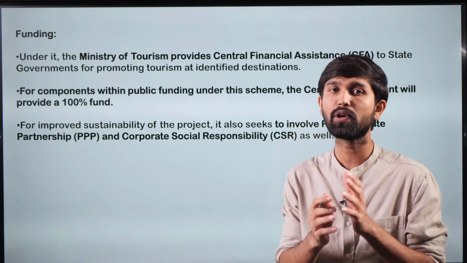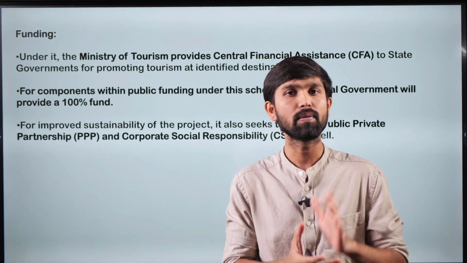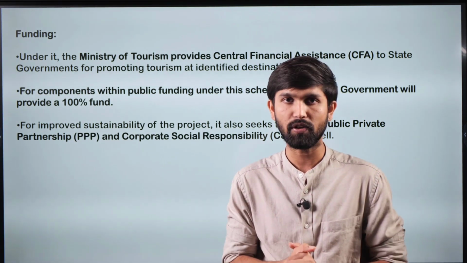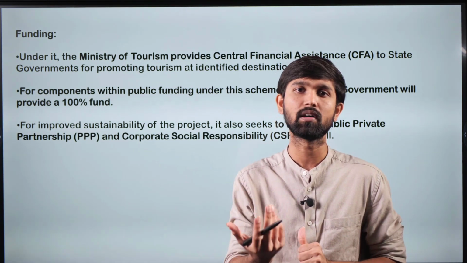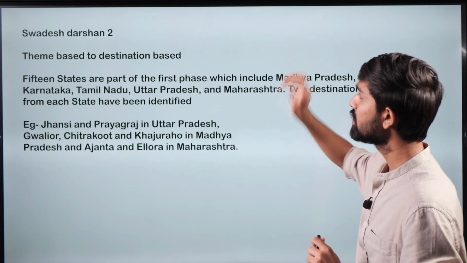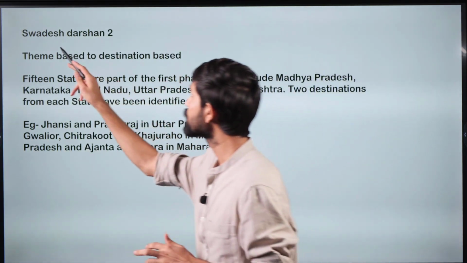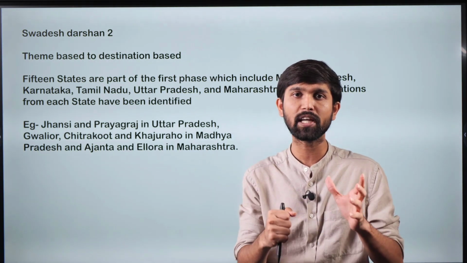So these are the components of the Swadesh Darshan scheme, which we saw is introduced by the center, which is a totally central funded scheme, and it has theme-based developments of tourism sites which are known as tourism circuits. Now, what the article is talking about is a second version of this Swadesh Darshan scheme. What is this second version talking about now?